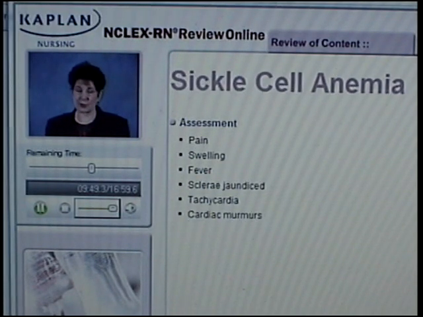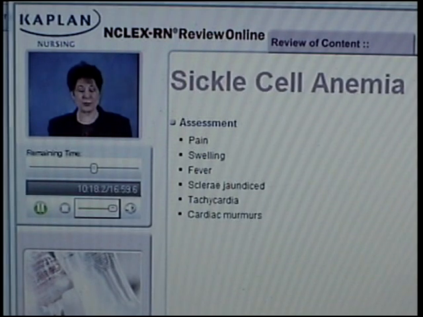Another type of anemia we're going to talk about is sickle cell anemia. And remember that sickle cell anemia is a severe hemolytic anemia that results from a defectively shaped hemoglobin. The hemoglobin becomes sickle-shaped in the presence of low oxygen. And symptoms are caused by the hemolysis and the thrombosis that goes with it.